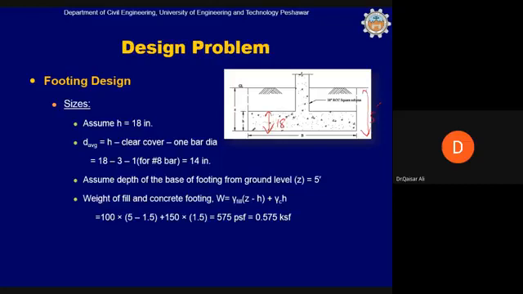Okay, clear cover is 3 inch, 1 inch the diameter of the bar. If there are 2 rows of reinforcement, 2 layers of reinforcement, from the contact point between the 2, we'll calculate d. Which means that 3 inch plus 1 diameter of the bar will be deducted from the total depth of the footing, and this will come out to be 14 inch. Then next step, weight of the fill and concrete. You can do this very easily, which comes out to be 0.575.